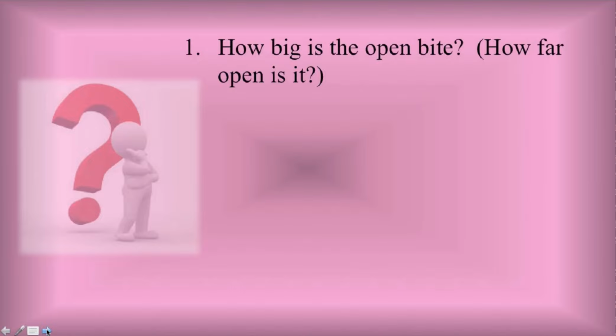1, how big is the open bite? How far is it open? Sometimes it's very, very slight. You can judge that by using your shim stock. You can judge that by using your articulating paper and seeing which teeth are touching, how far apart it is. In the example I just gave you, they were substantially apart. Some of them are not so far apart. So the first question is, how far open is it?